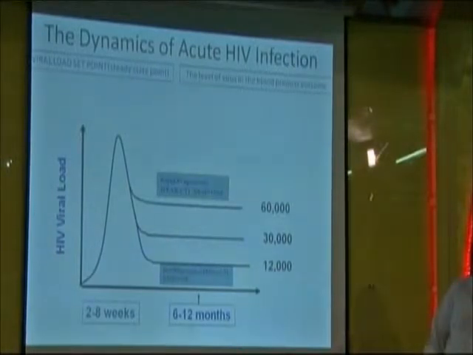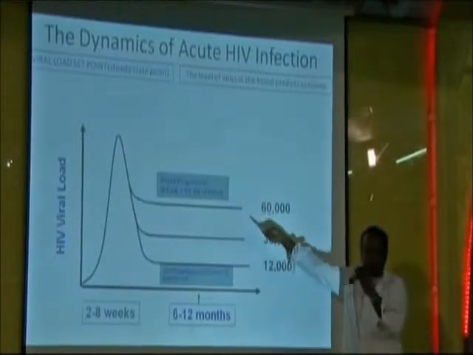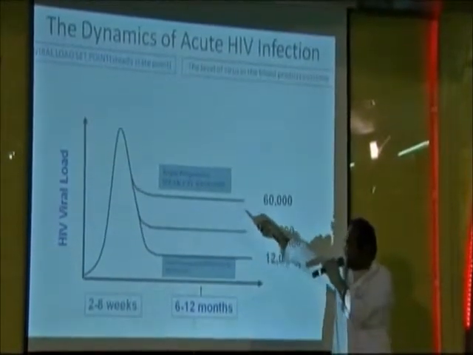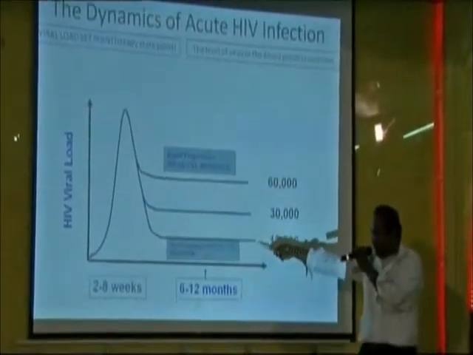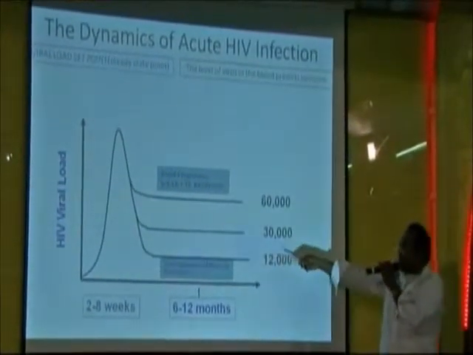Now, everything comes down to how robust your CTL response is. If you see here, the first one, the CTL response is not good. It's a weak response. That's why you find the viral load, the viremia, is high. And then over here, slow progressors, they have got a strong CTL response. That is why it's low.